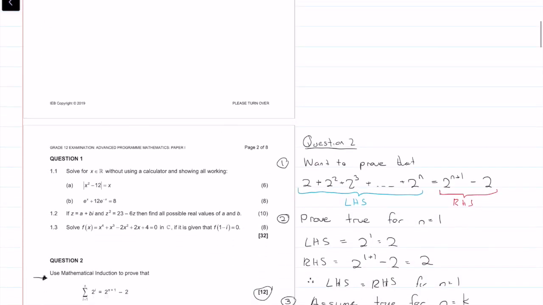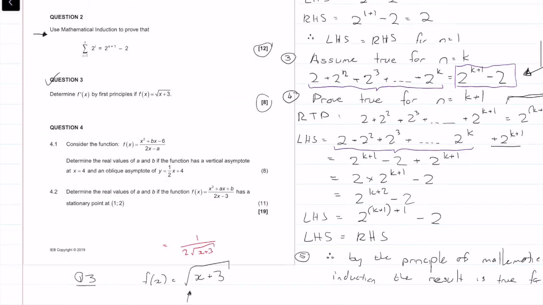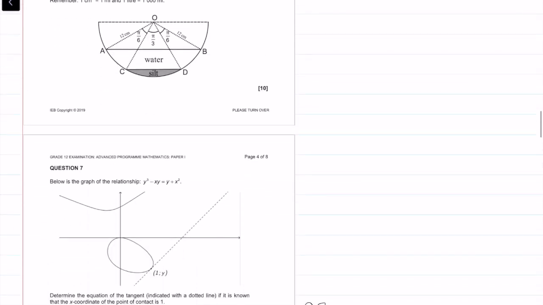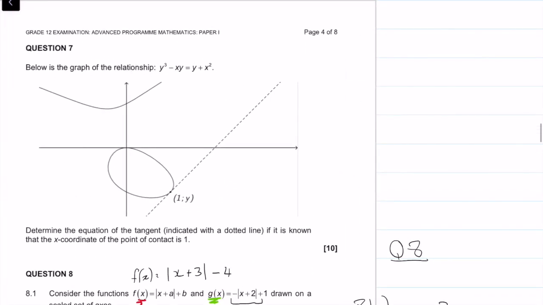We are going over the 2019 IEB exam. We've done some questions. I want to skip through some of these questions and move straight to question 7. Question 7 is basically an implicit differentiation question, and you'll see these kinds of questions coming up quite often. So it's a nice free 10 marks if you know how to do it. So let's go through this question.